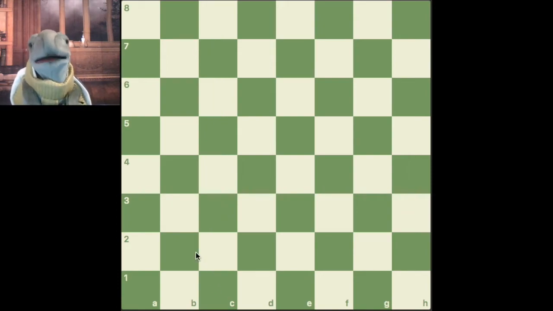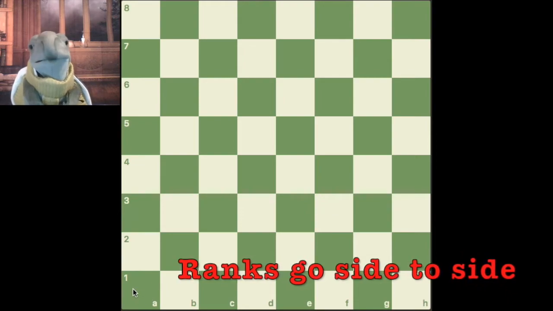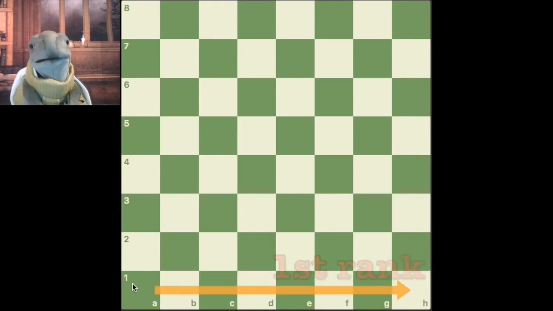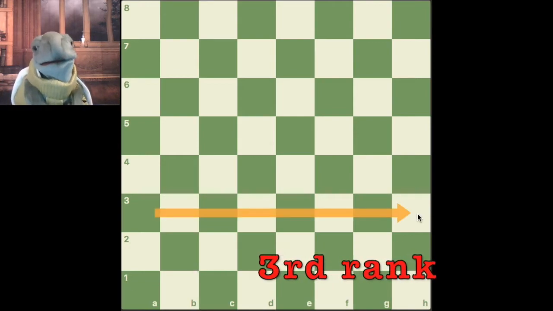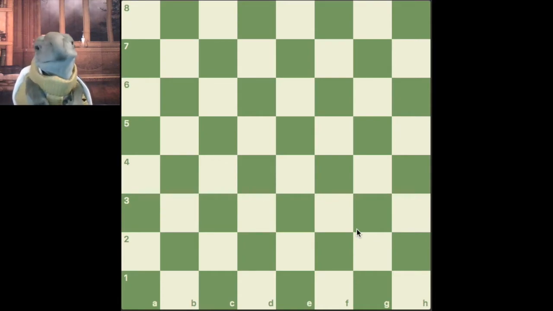We also have another kind of roadway, which we call a rank. A rank goes side to side. This is the first rank, the second rank, the third rank, and so forth.